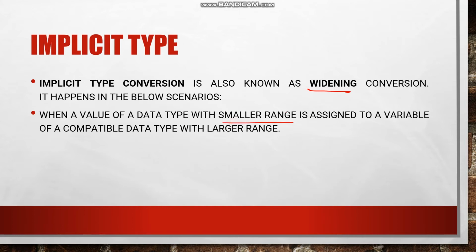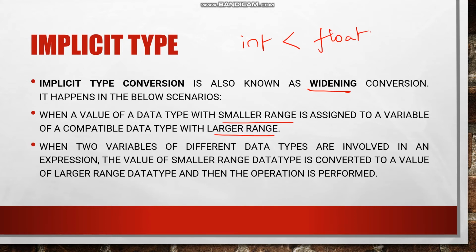When a value of a data type with a smaller range, like I said, integer, is assigned to a variable of a compatible data type with a larger range, like float, the integer is smaller than float. When two variables of different data types are involved in an expression, the value of the smaller range is converted, int is converted into float, the larger data type, and then the operation is performed. So your result will be a float value.